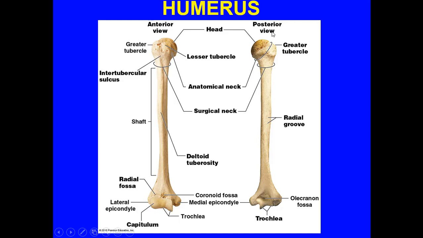Now, if you look at this from the posterior view, you're going to see a couple of just slight differences. Again, the trochlea right here. The olecranon fossa, which of course you're going to have that hook extension of the olecranon that's going to fit into it. Radial grooves, again, surgical neck, anatomical neck, greater tubercle. You can't really see clearly the lesser tubercle. Keep in mind, these are attachment points for tendons, ligaments, muscle.